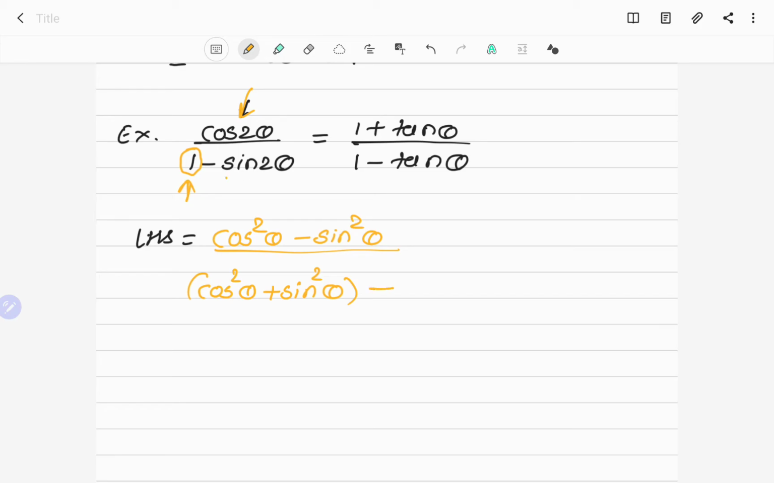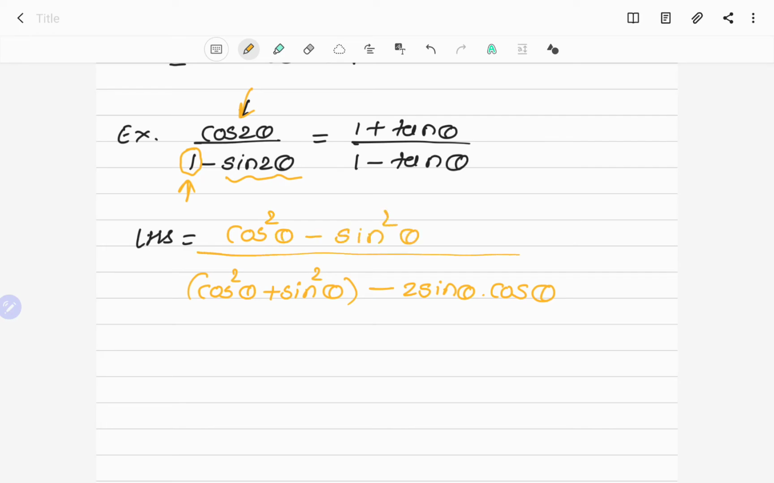And here I am using the sin 2 theta formula, which is 2 sin theta cos theta. So here I am mentioning it properly. In the numerator, the formula for cos 2 theta is cos square theta minus sin square theta. This is in the denominator. So observe it carefully. It's all about applying a double angle formula.